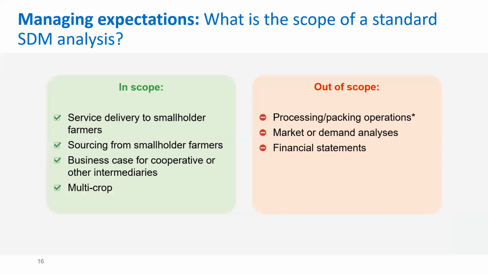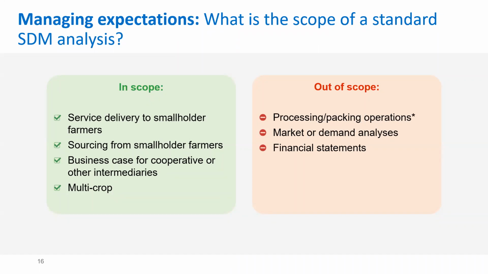Okay. So what is in the scope of a standard SDM? Traditionally in scope, we'll always look at the service delivery to smallholder farmers and sourcing from smallholder farmers. We might look at the business case for cooperatives or other intermediaries, where there are models with collectors or middlemen. And we can also look across various crops. Some SDMs have up to 5 crops under analysis.